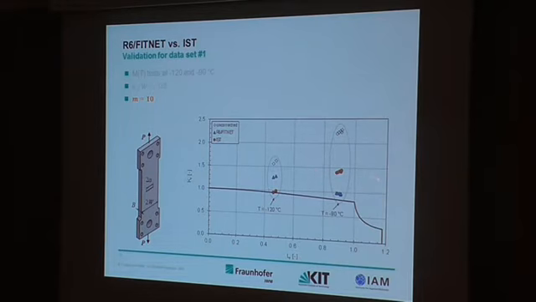The points are all on the safe side, but the position of the points change, and this is likely due to the fact that R6-FITNET and IST have different opinion concerning the constraint effect with increasing plasticity. R6-FITNET includes or predicts larger loss of constraint with increasing plasticity, where the other method doesn't do that.